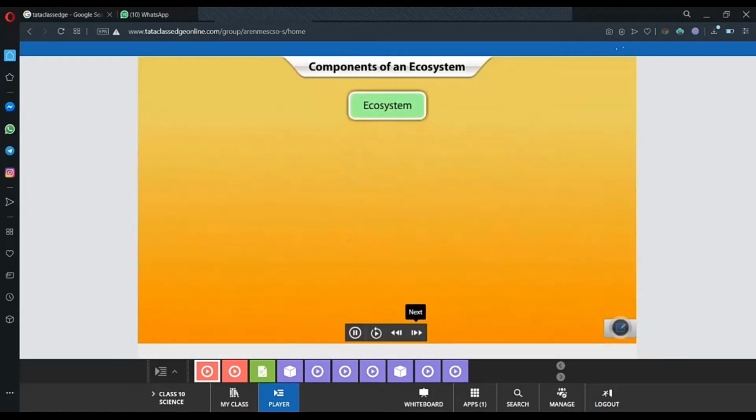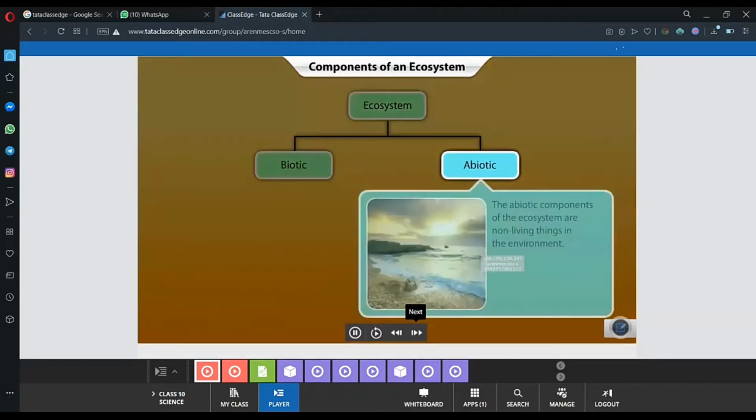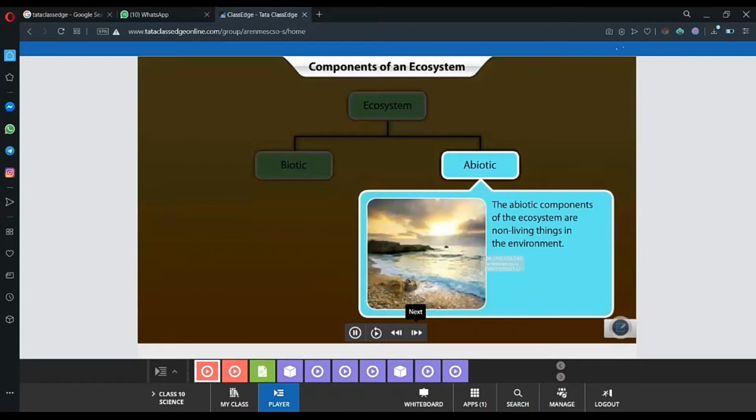An ecosystem has two kinds of components, biotic and abiotic. The biotic components of an ecosystem include all the living things in it. The abiotic components of the ecosystem are non-living things in the environment. They include physical factors like the wind, the sunlight, the water, the clouds, and the soil.